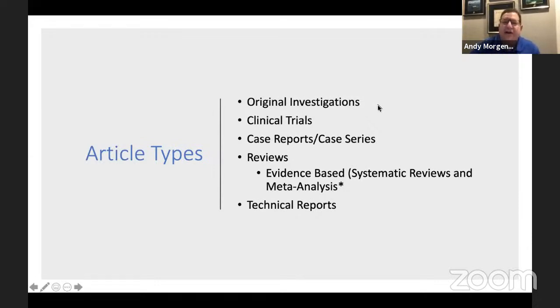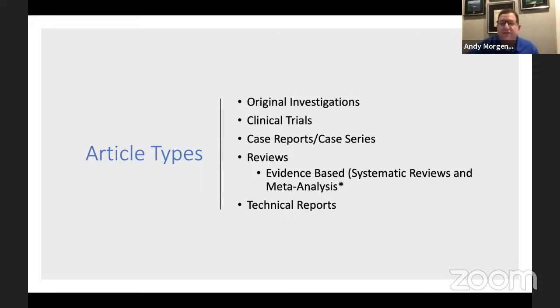And so they're typically looking for original investigations. So they don't want it to be published someplace else and then republished in their journal. They want original investigations. They're looking for clinical trials, case reports, case series. So a report is an individual, a series is a group of people with the same condition, or reviews.